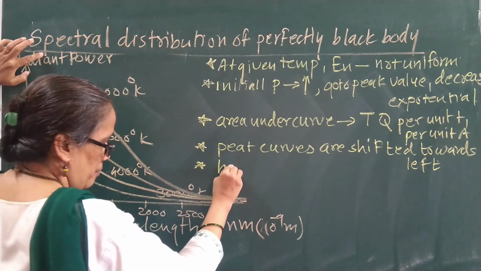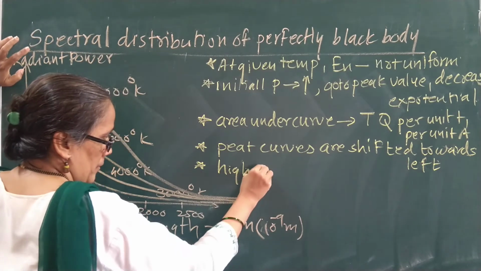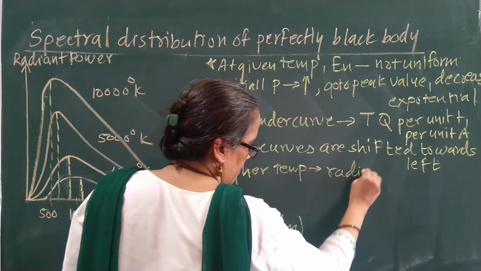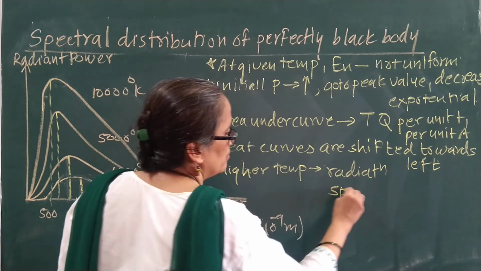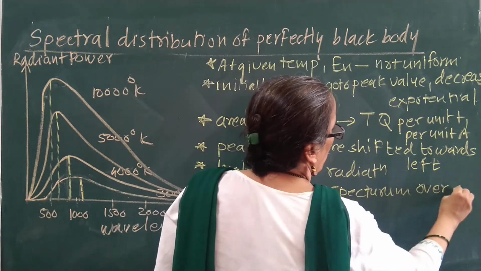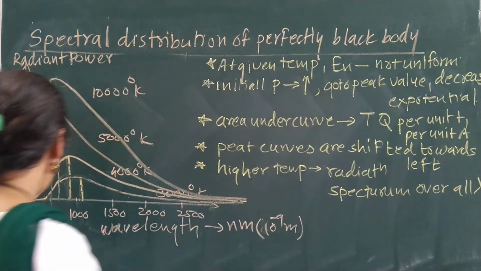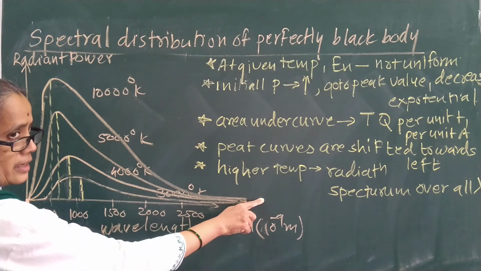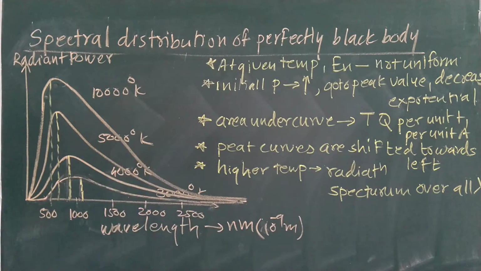That is at higher temperature, the radiation spectrum covers all wavelength. ये देखो यहाँ से 0 से यहाँ तक उसने wavelength कवर किया. Is it right? So these are the important conclusions which you will get from the graph of radiant power versus wavelength. Is it right?